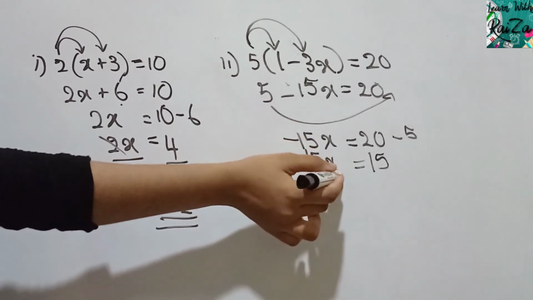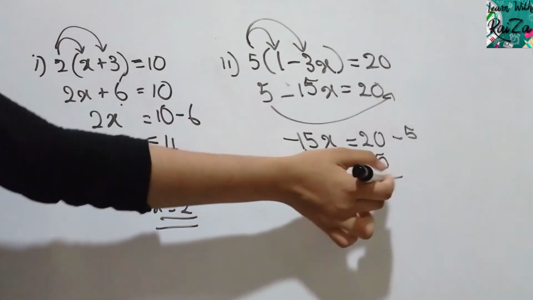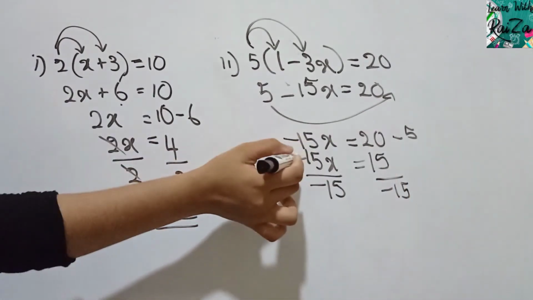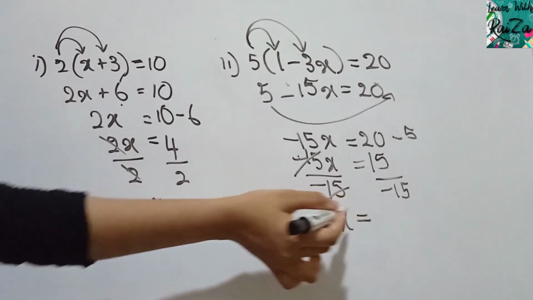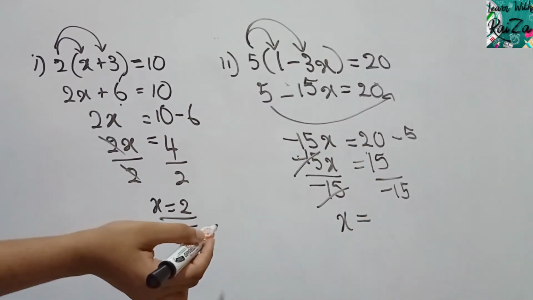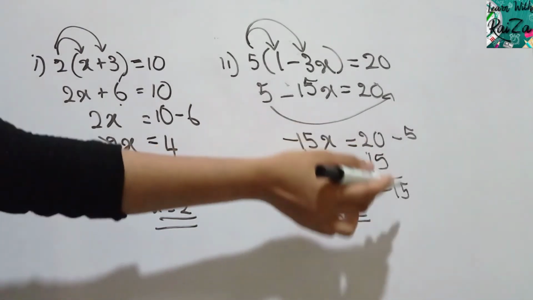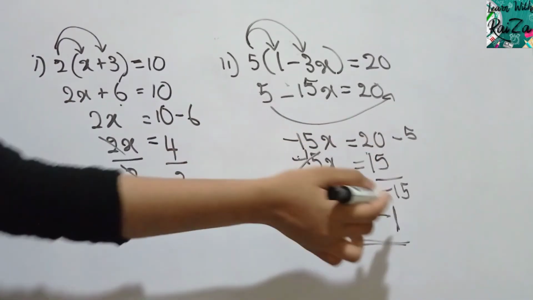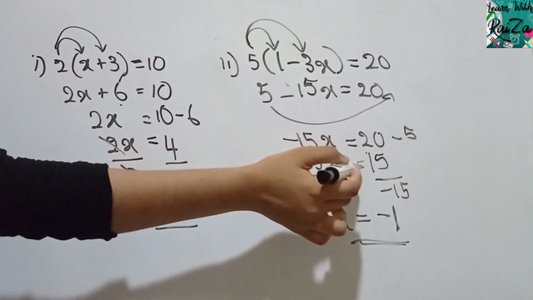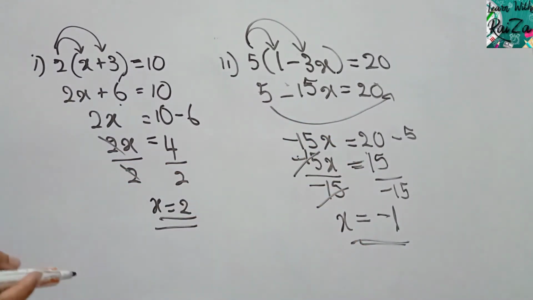To isolate x, divide both sides by negative 15. So negative 15 cancels, x becomes isolated. Positive divided by negative is negative. So 15 divided by 15 is 1, and positive divided by negative is negative. So the answer for x will be minus 1. Right, now let's go to the next one.